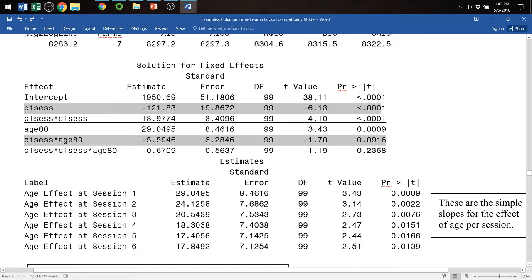Well, this one's negative and this one's negative. This is more negative, yeah. So the linear slope for 80-year-olds is significantly negative at time 0. For every year older than 80, that linear slope becomes more negative by 5 milliseconds. So for an 82-year-old, it would be more negative by 10 milliseconds, and so on.